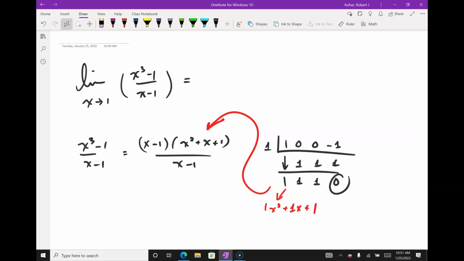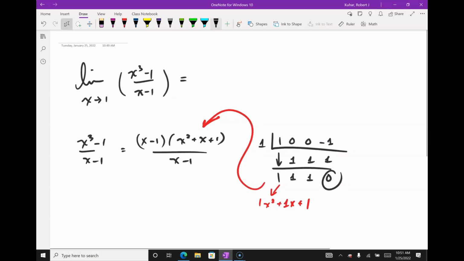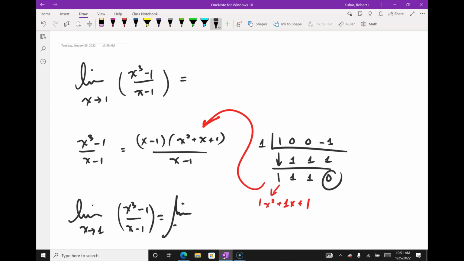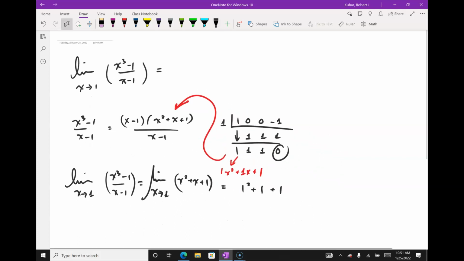So, it turns out that the limit as x goes to 1 of x cubed minus 1 over x minus 1 is the same as the limit as x goes to 1 of what? X squared plus x plus 1? And that's easy, I can just plug in. Notice once I plug in, the limit symbol's gone. Question? No? Anybody? 3.